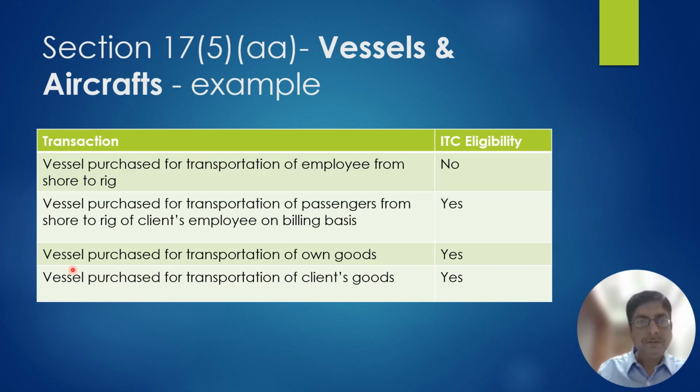Next example. Vessel purchased for transportation of own goods. The credit is available. There is no restriction. Vessel purchased for transportation of client's goods on billing basis. The credit is available. No problem.